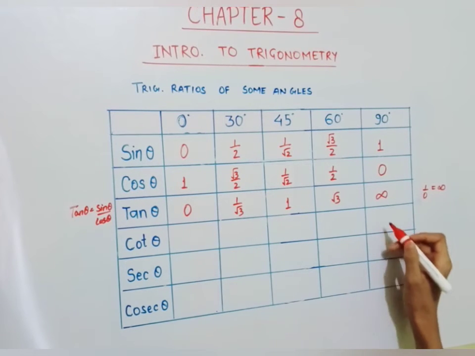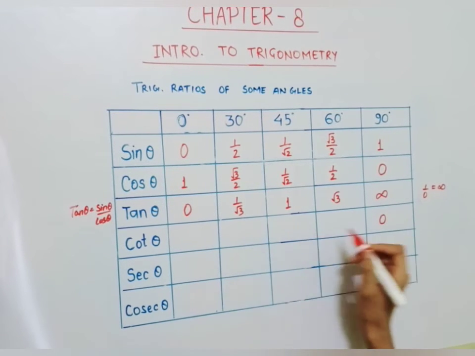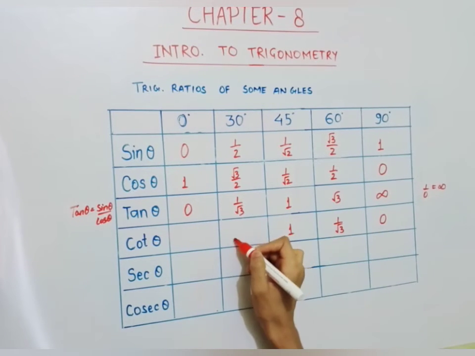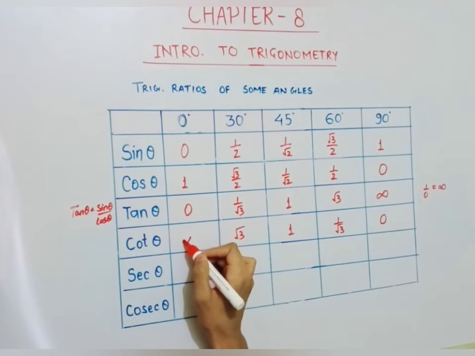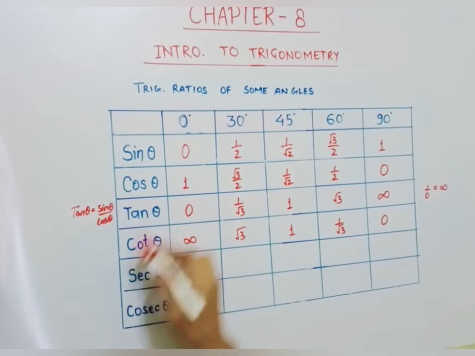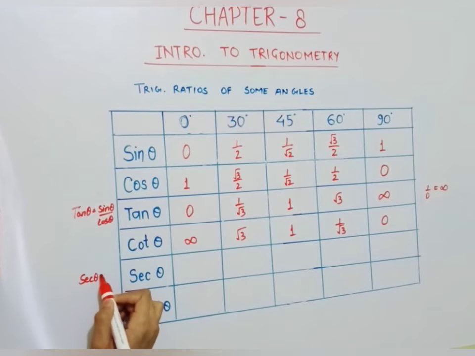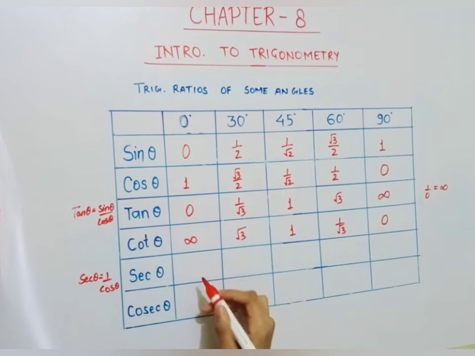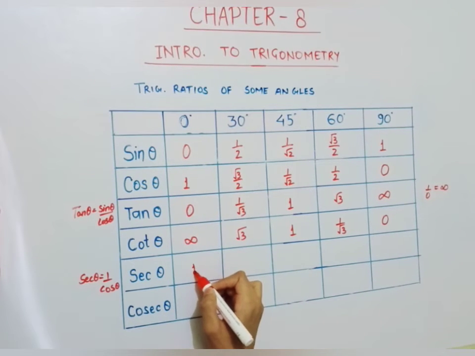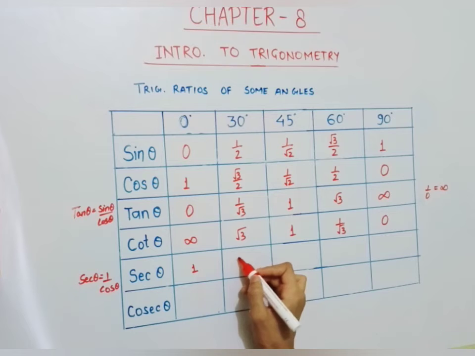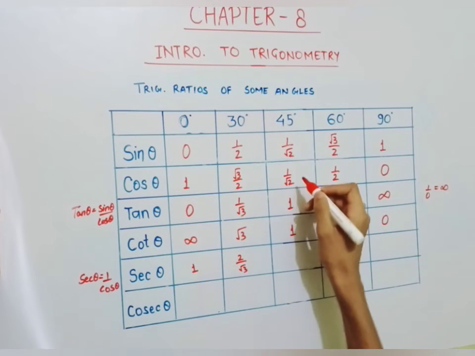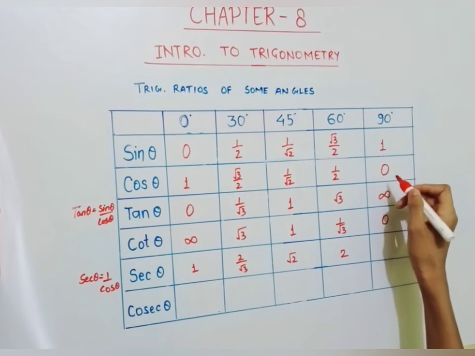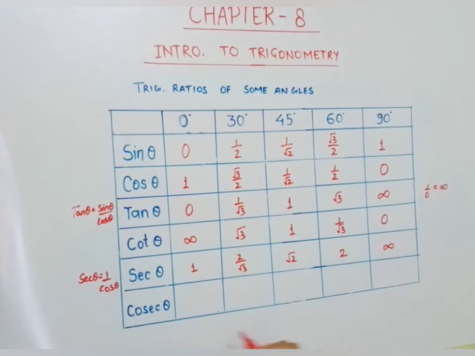Now cot theta is just opposite to tan theta. So simply 0, 60 will be 1 by root 3, 45 degree 1, now 30 will be root 3 and 0 degree will be infinity. Now sec theta is 1 upon cos theta. So we will divide the values of cos theta by 1. So 1 by 1, 1, 1 by root 3 by 2, 2 by root 3, 1 by 1 by root 2, root 2, 2 and infinity.